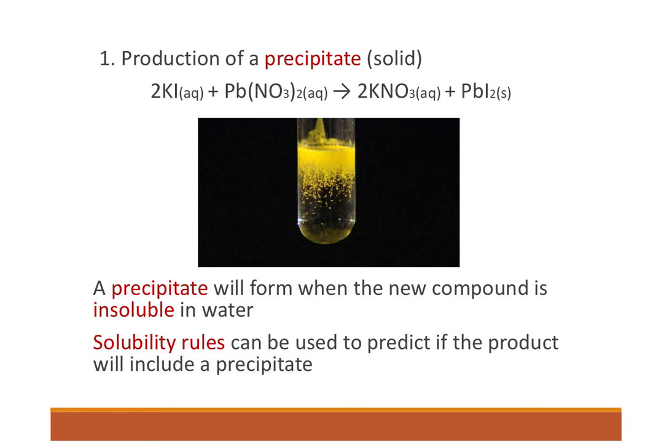One type of double replacement reaction, when it produces a precipitate, is illustrated by this picture down here, where 2 clear aqueous solutions, potassium iodide and lead nitrate, are combined, and you see this yellow precipitate forming. That is your lead iodide compound, and then in aqueous solution you have the clear potassium nitrate still present.